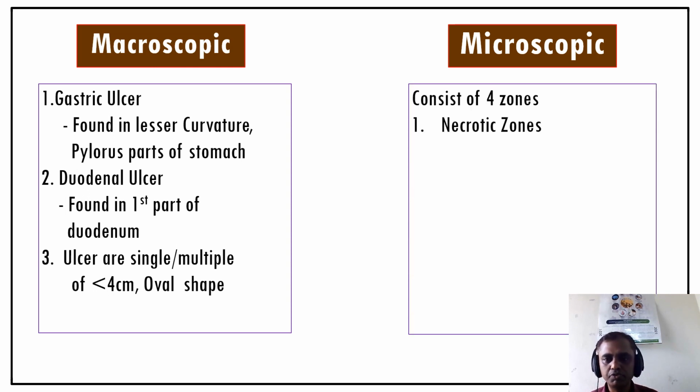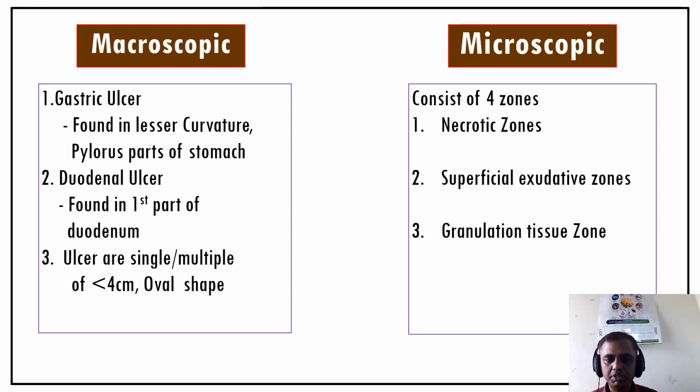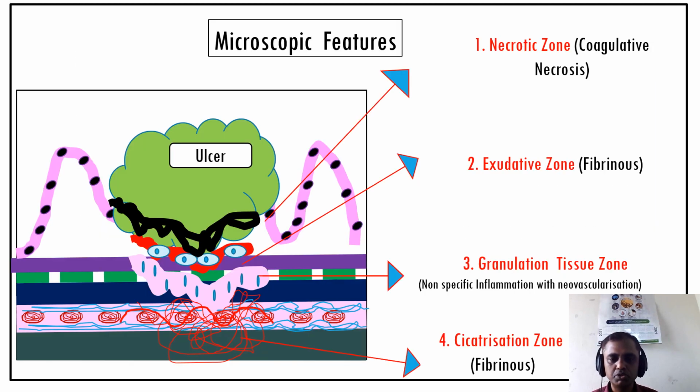It consists of 4 zones. Number 1 is a necrotic zone, number 2 is a superficial exudative zone, the third one is a granulation tissue zone, and the fourth one is a zone of cicatrization. So let us discuss in detail. You can see it here, it is a necrotic zone. This area is the necrotic zone. This is the black one.